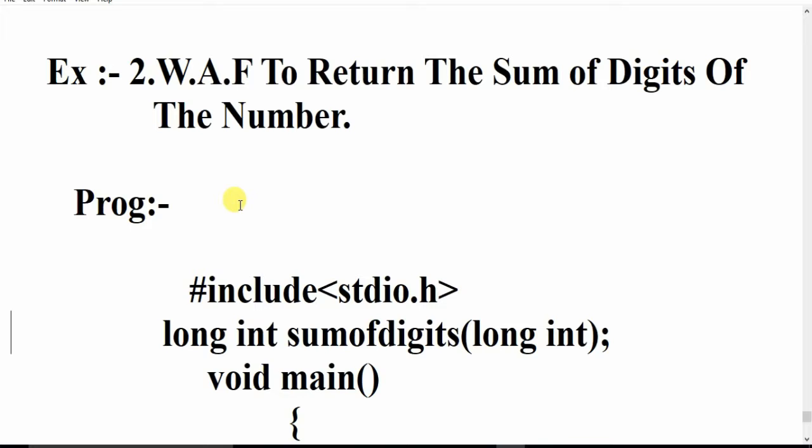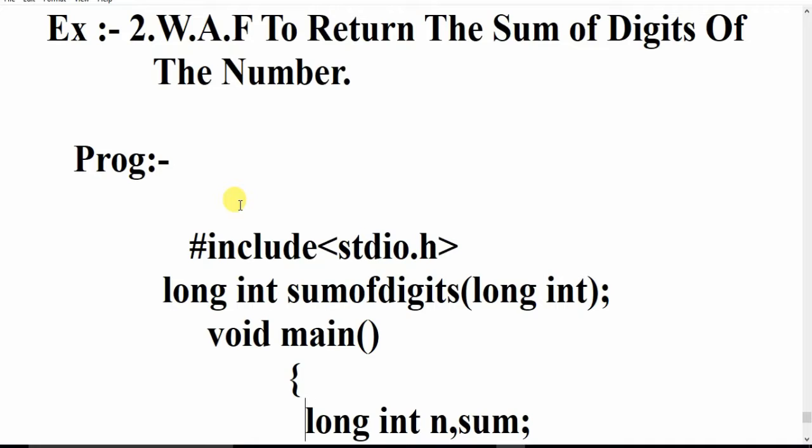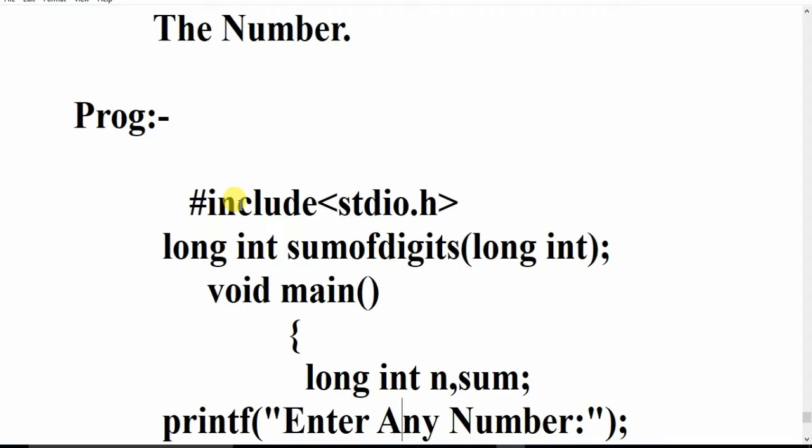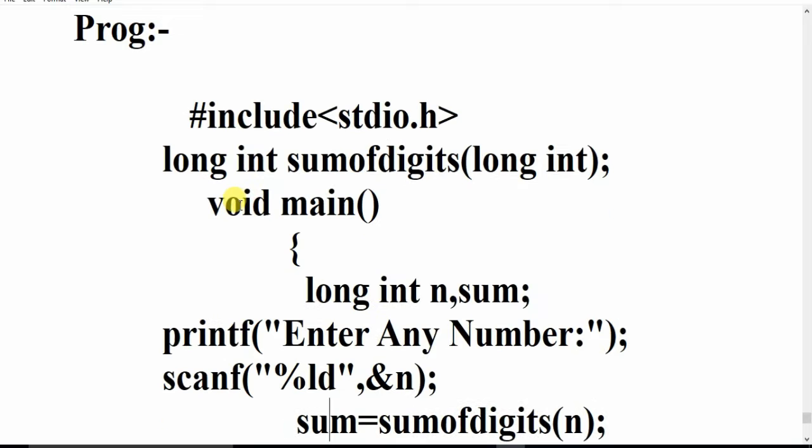Now let's observe this program here: include stdio.h, long int sum of digits. You can take int or long int, that is your choice here. Then coming to the main function, long int n comma sum. What is n here? That is the input. Sum is nothing but the sum of digits of the number. Enter any number, percentile LD, then number. Sum equals sum of digits of n. What is n value right now? We are assuming, for example, 3, 4, 5, 6.